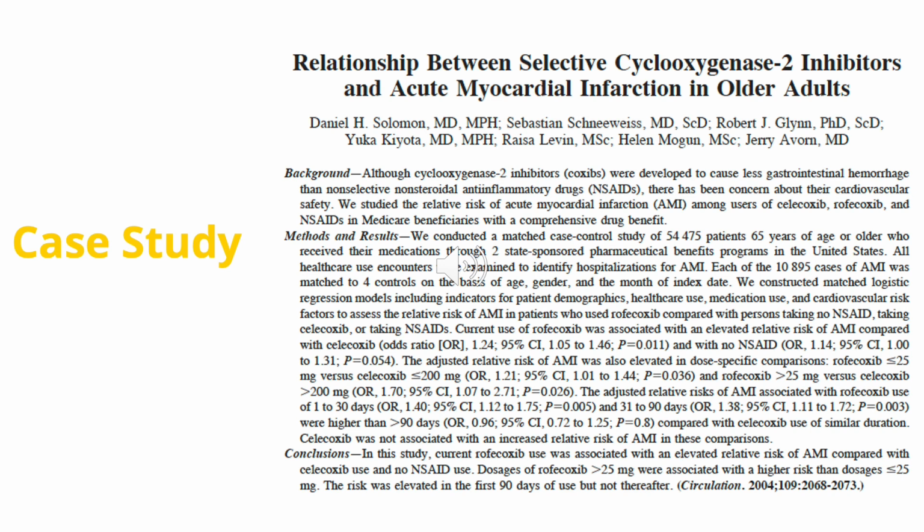So the authors outline in the background section that COX-2 inhibitors, or COXIBs, were developed to cause less GI hemorrhage than non-selective, non-steroidal anti-inflammatory drugs. Those are the NSAIDs. But there's been concern about their cardiovascular safety, as I mentioned. So in this study, they looked at the relative risk of acute myocardial infarction, AMI, among users of celecoxib, rofecoxib, and NSAIDs. So the two COXIBs are the cyclooxygenase 2 inhibitors, and this was among Medicare beneficiaries with comprehensive drug benefits. I'm going to get into the details of that in the next slide.